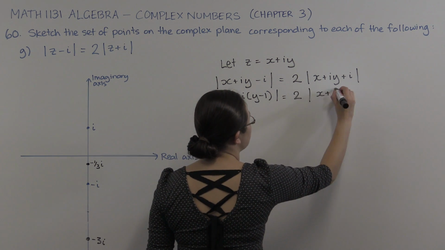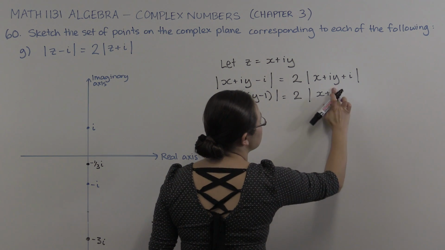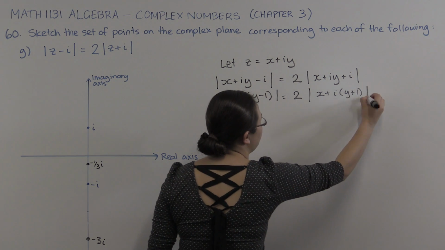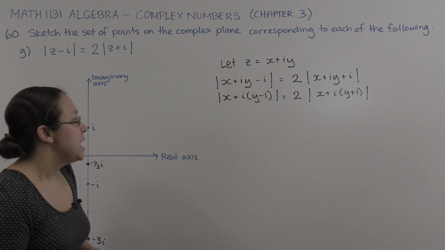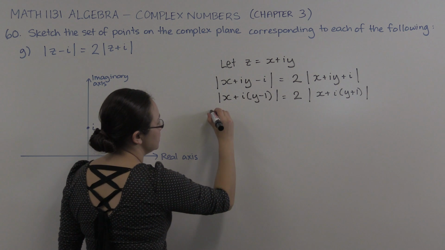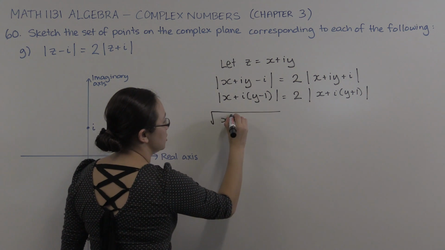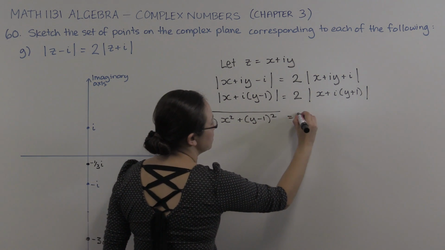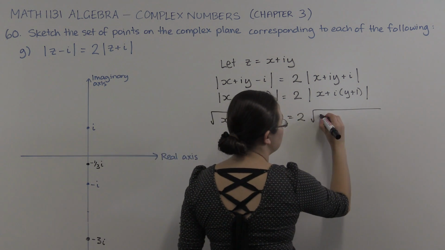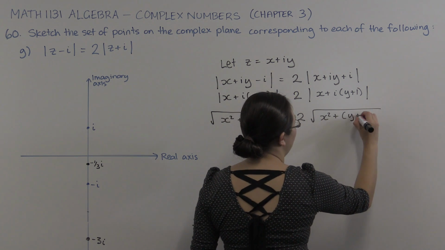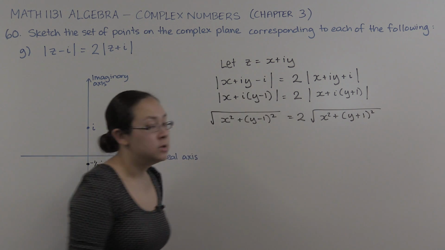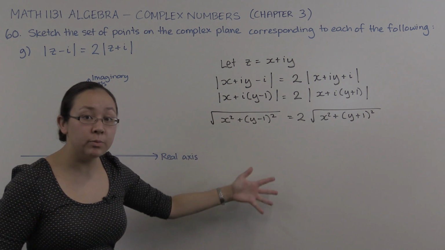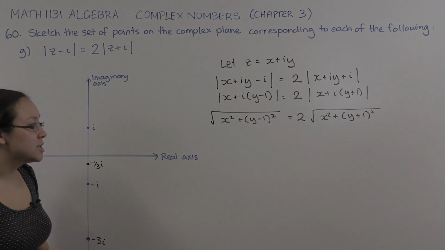This is the complex number x plus, let's write it in the same form, i outside of y plus 1, that's the imaginary part of that complex number. Now our formula for the modulus is just Pythagoras here. So the square root of x squared plus (y minus 1) all squared, well that's twice the square root of x squared plus (y plus 1) all squared. So I still can't sketch it, I don't know what this looks like, but I can simplify it until I can work out what it actually does look like.